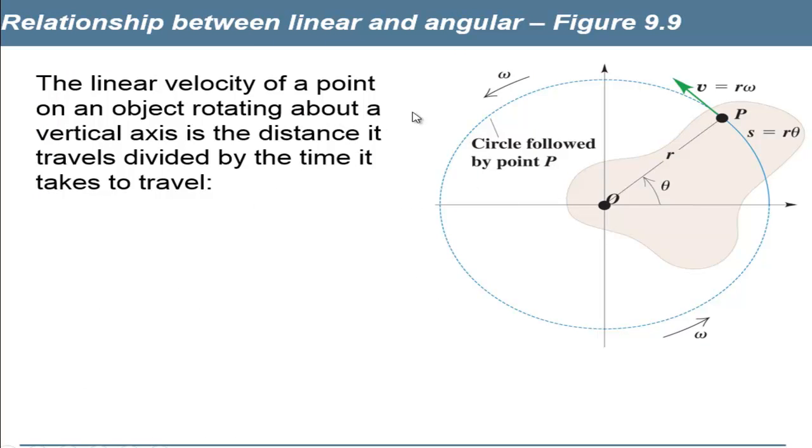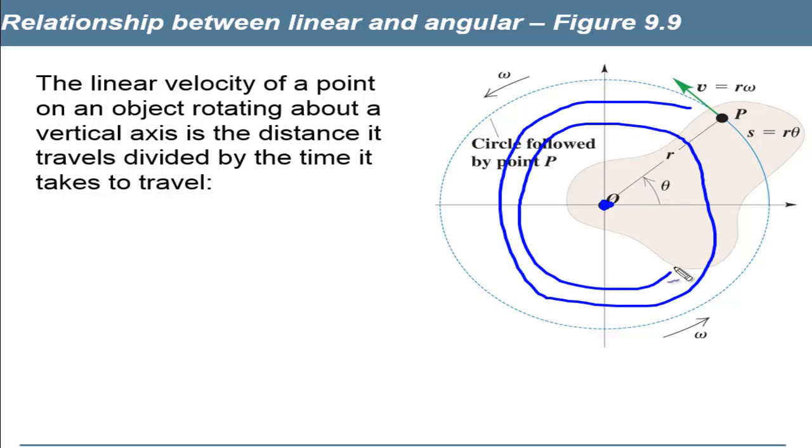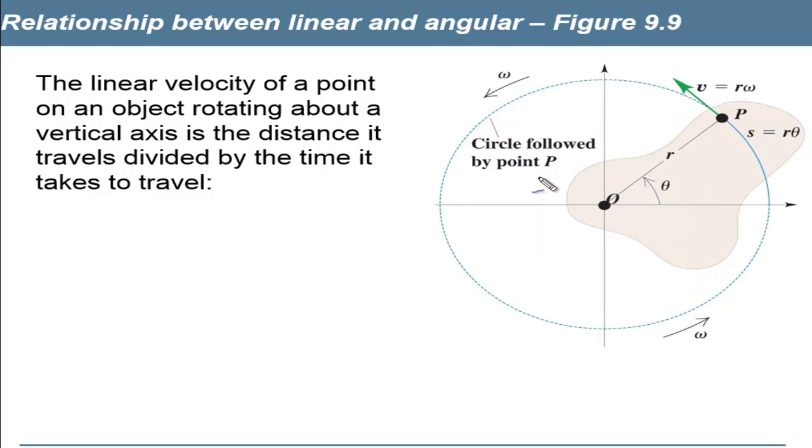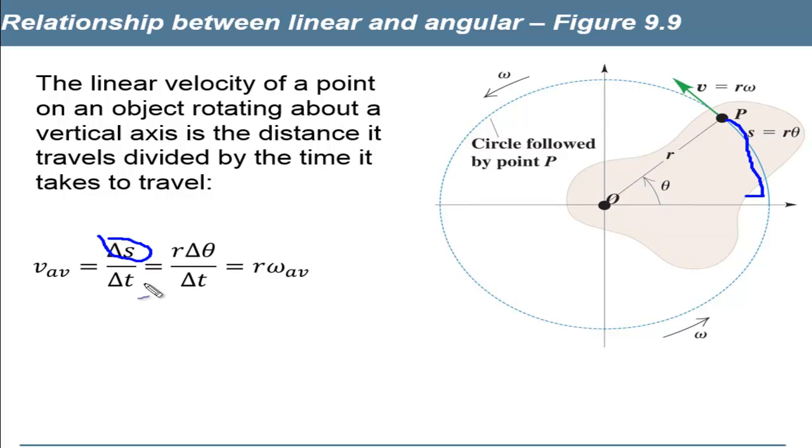The linear velocity of a point on an object rotating about some vertical axis. By vertical axis, we just mean that the axis is coming out of or into the page here. It goes vertically through here and the object rotates around and around. So the linear velocity at that point is the distance it travels divided by the time it takes to travel that far, right? So the average linear velocity would be the distance traveled, which is delta s, because s is the distance something travels, divided by how long it takes.